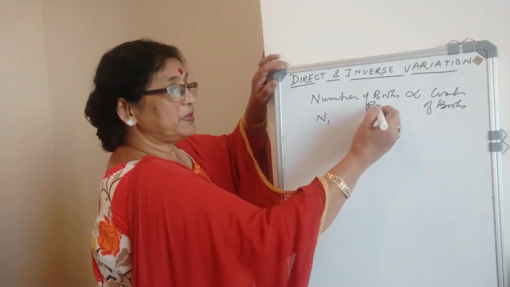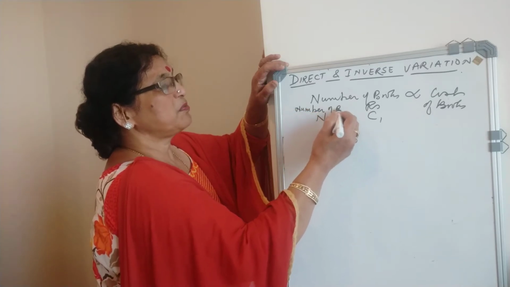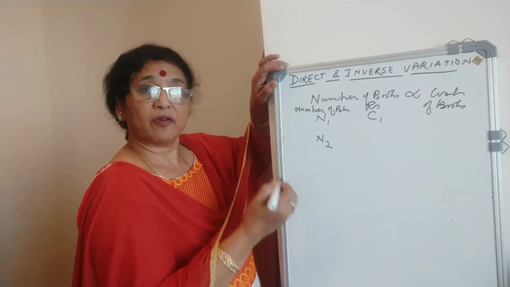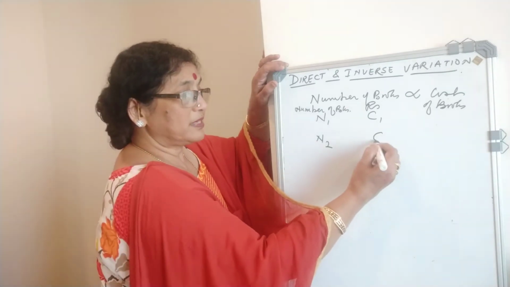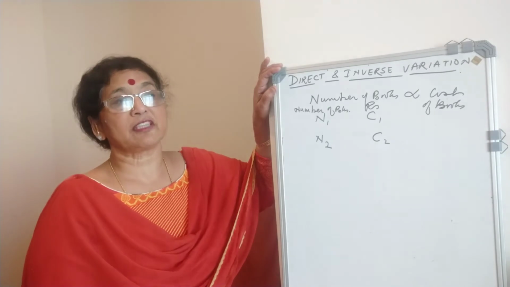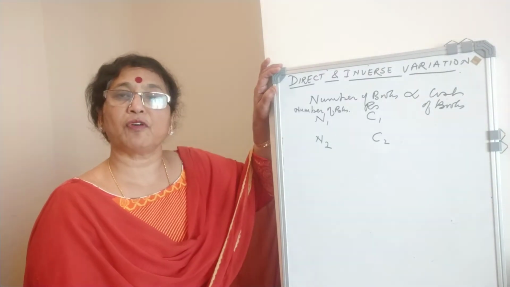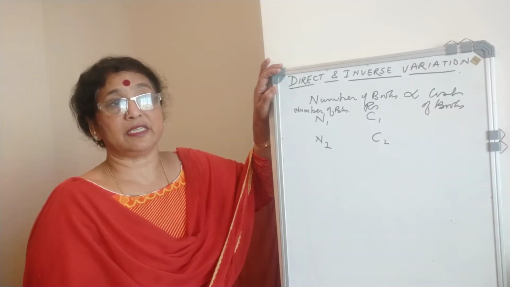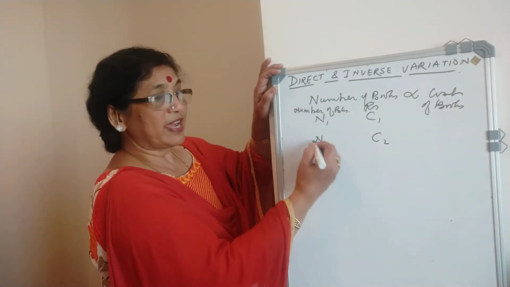So this is rupees and this is number of books. The next day you bought N2 books from the same shop, at the same price per book, and that cost is C2. So one of them is unknown. For example, if I say the cost of 15 books is 240 rupees, what is the cost of 25 books?